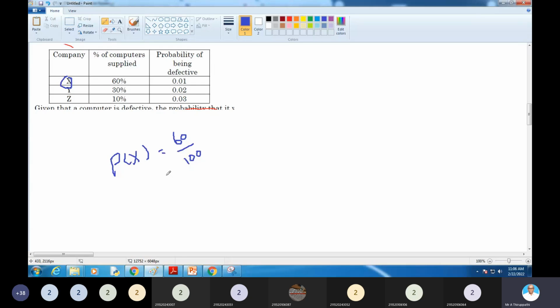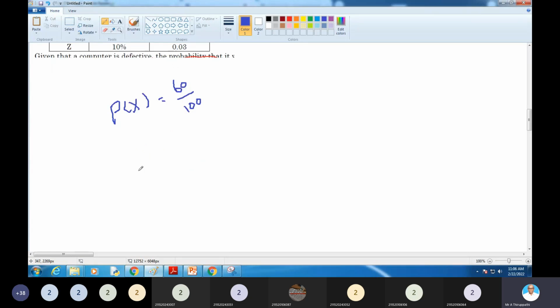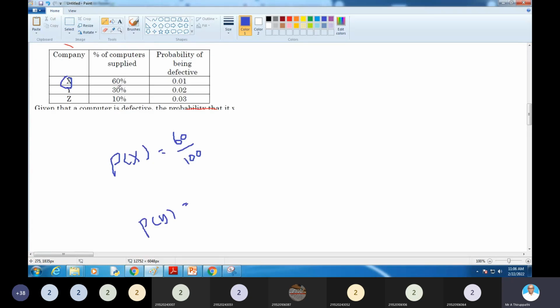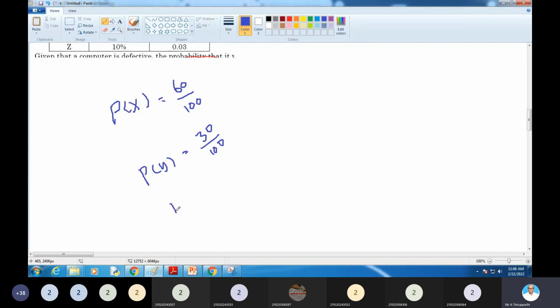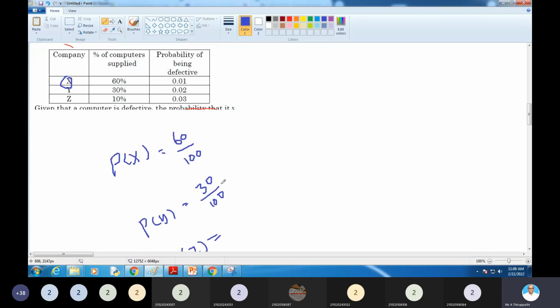Next, P of Y. So for computer Y, the probability of Y is equal to how much? 30%. So that is 30 by 100. Next, the probability of Z. The probability of a computer being supplied by Z is equal to 10%. That is 10 by 100.